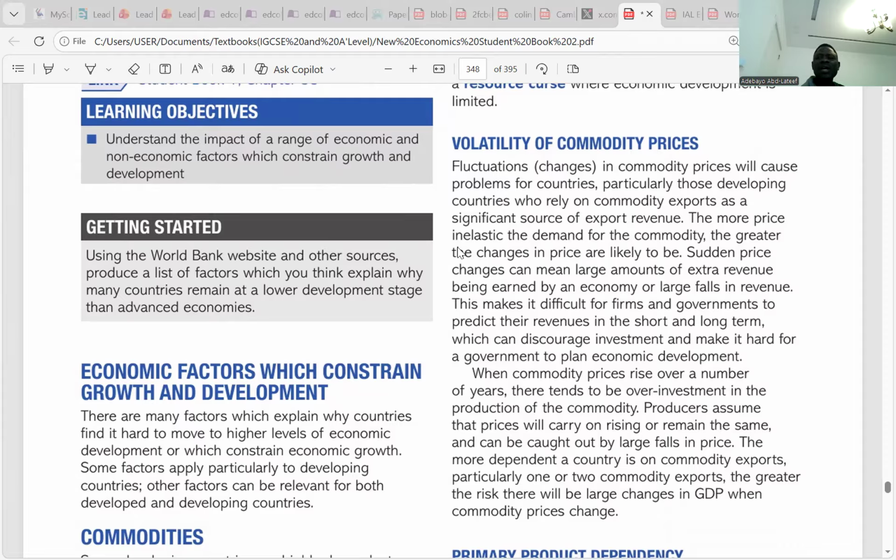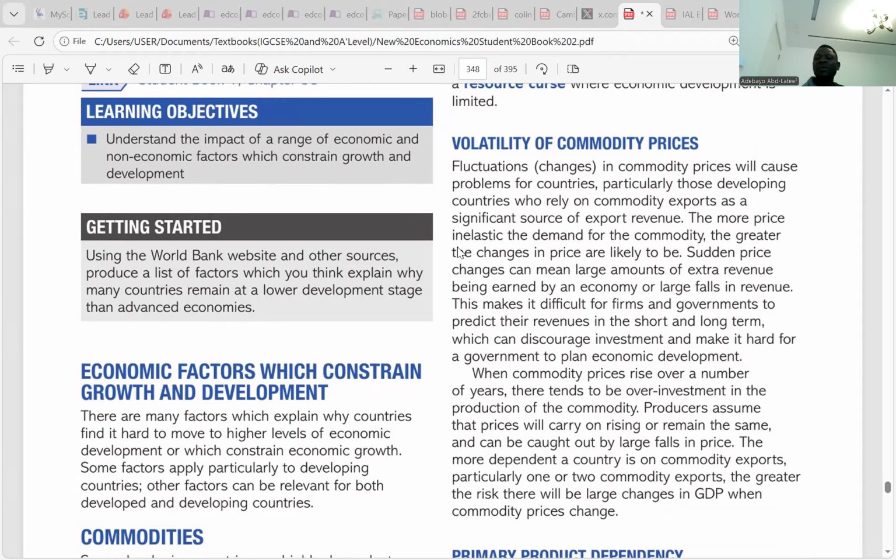When commodity prices rise over a number of years, there tends to be overinvestment in the production of the commodity. Producers assume that prices will carry on rising or remain the same and can be caught out by large falls in price. The more dependent a country is on commodity exports, particularly one or two commodity exports, the greater the risks there will be large changes in GDP when commodity prices change.